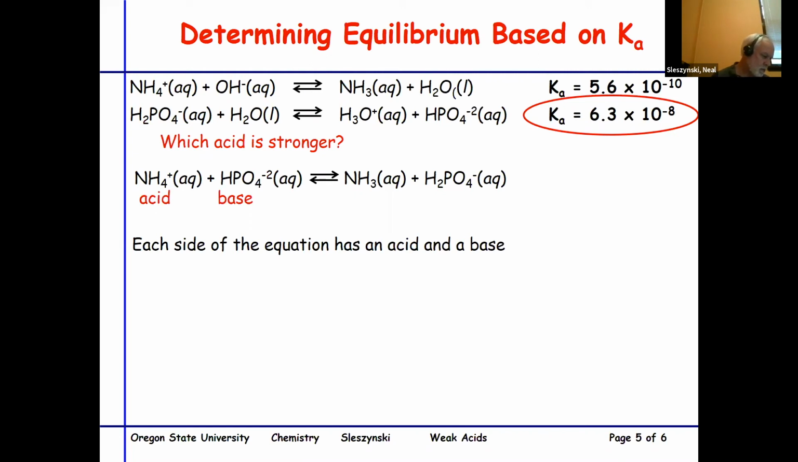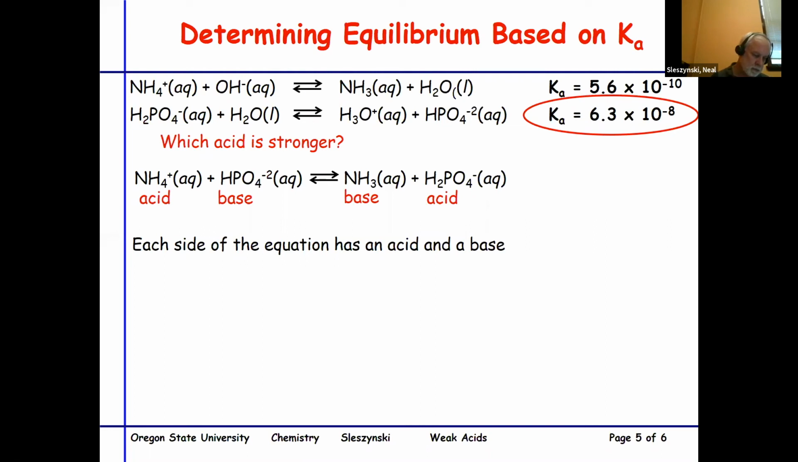On the left-hand side, we have ammonium as our acid and monoprotic phosphoric acid as our base. We know that ammonium is the acid going from left to right because it loses a hydrogen ion. We know that monoprotic phosphoric acid is the base because going from left to right it gains a hydrogen ion.